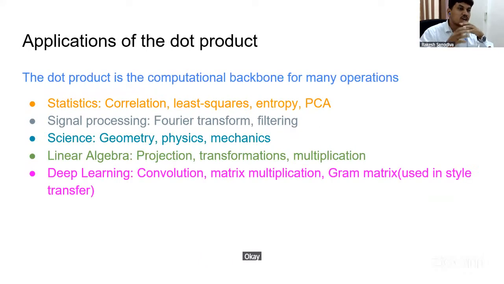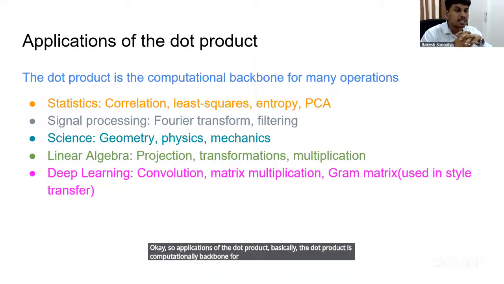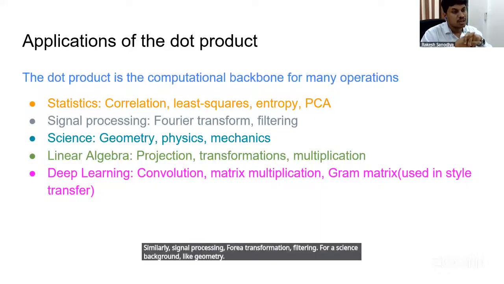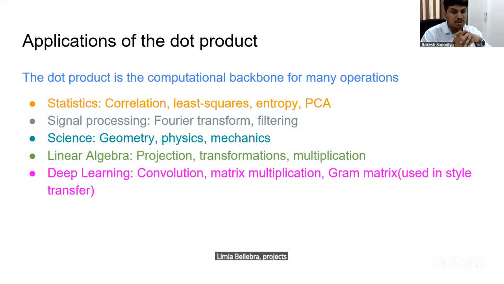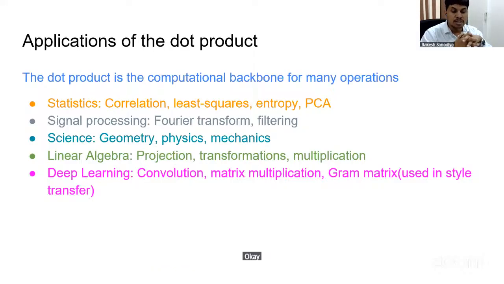Okay, so applications of the dot product. Basically the dot product is the computational backbone for many operations like statistics, correlation, least square error, entropy, principal component analysis. Similarly signal processing, Fourier transformation, filtering, and science backgrounds like geometry, physics, mechanics, linear algebra, projection, transformation, multiplication, right? In deep learning you are going to see convolution, matrix multiplication, gram matrix. Whenever you study convolution, you will require this dot product.